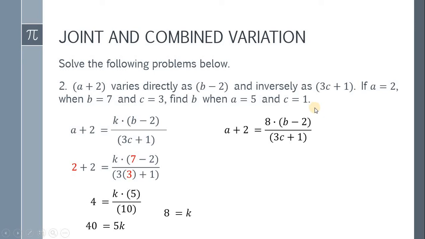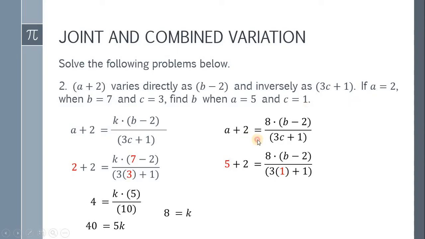So, anong ibig sabihin sa atin ito? Hinahanap natin yung B, ibig sabihin hindi natin papalitan yung variable na B. Ano yung papalitan natin? Yung A, papalitan natin ng 5, at yung C, papalitan natin ng 1. So, ganun na yung gagawin natin. I-substitute na natin. So, we have 5 plus 2 is equal to 8 times B minus 2. Hindi natin magagalawin yung B. All over 3 times 1 plus 1. So, yung A naging 5, at yung C naging 1.